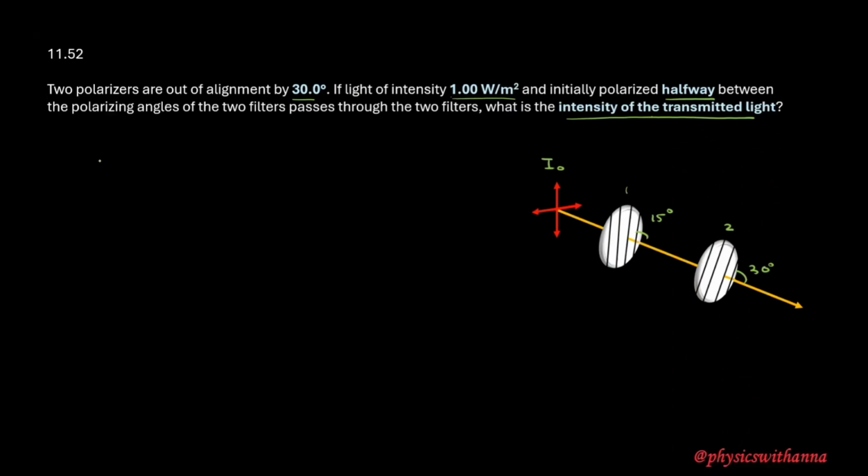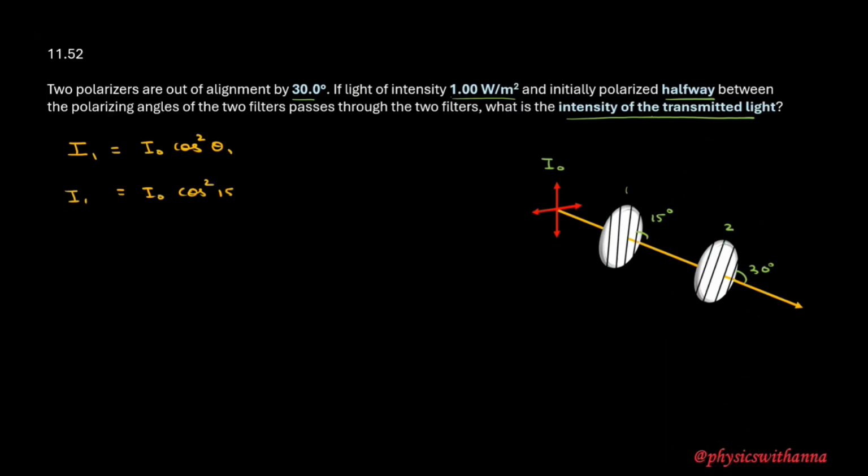So we are going to use Malus's law to calculate the intensity of light coming out of polarizers 1 and 2. First, through polarizer 1, we can write the intensity of light coming out of it as I1, which will be equal to I naught cosine squared theta 1. Theta 1 is 15 degrees, so I can write this as I naught cosine squared 15.